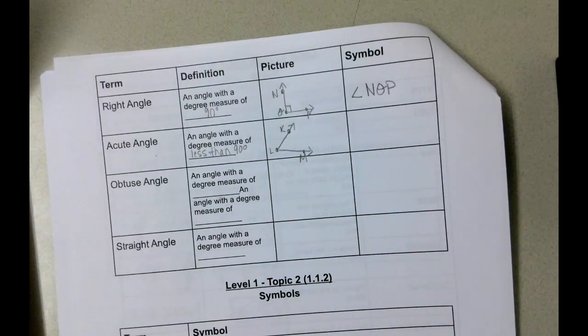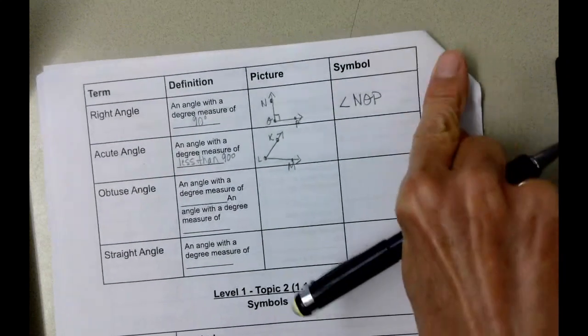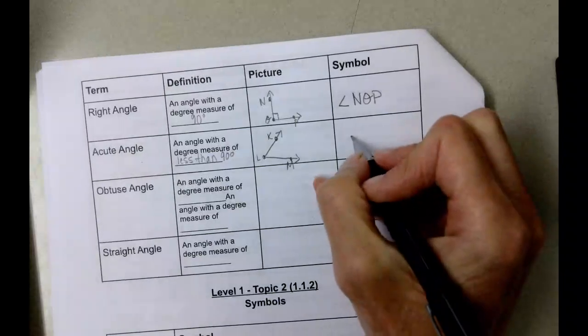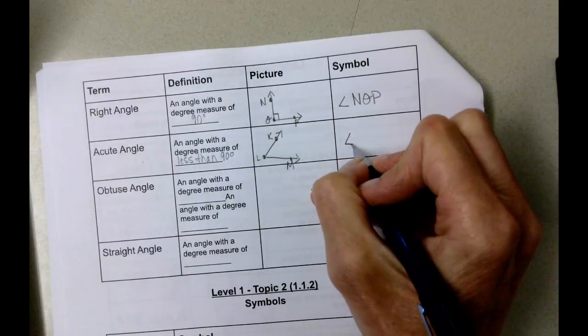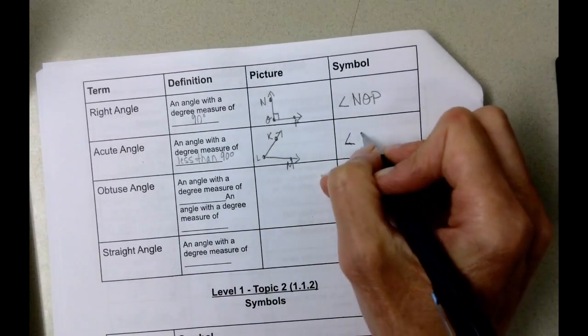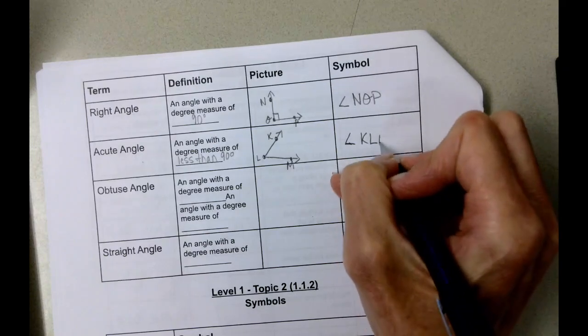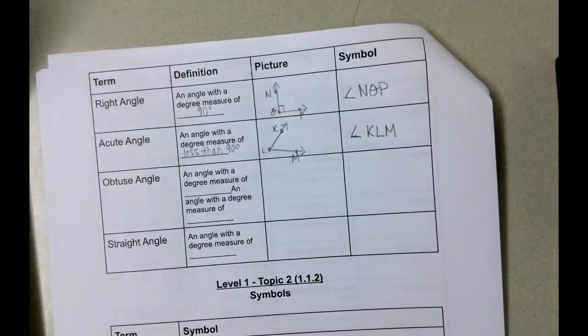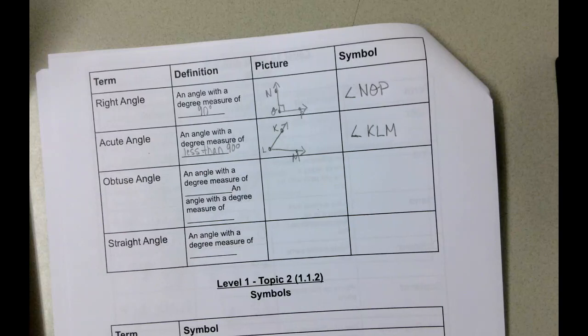And again, when we label this, there's no specific symbol that goes with this, but we can still name the angle K, L, M, just with the reminder that the vertex of this angle is L, so it needs to be the middle value.